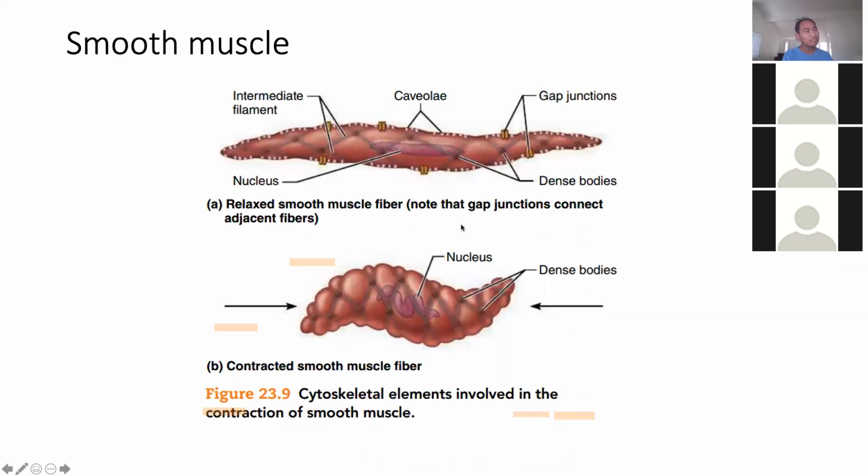So the smooth muscles have an elongated shape, and they do not have sarcomeres, but they still do have myofilaments, and they have one single nucleus. It is in the center. This is the relaxed smooth muscle, and this is the smooth muscle in a contraction phase. Look at that. It is an elongated muscle, and now it contracts, and that is how the muscle contracts.